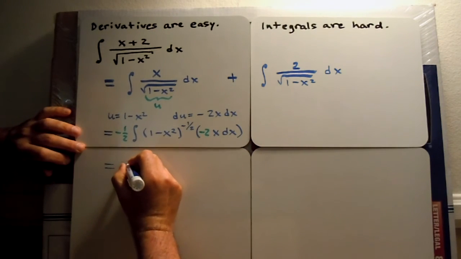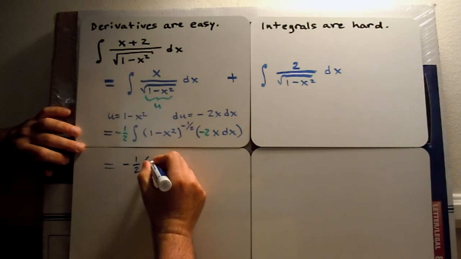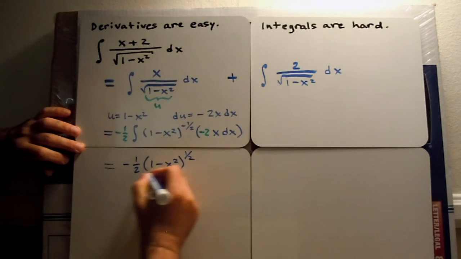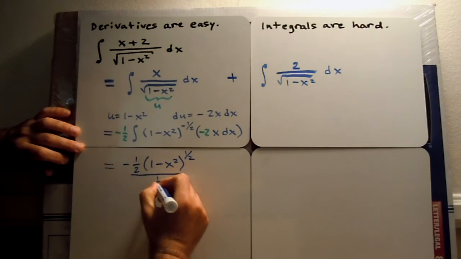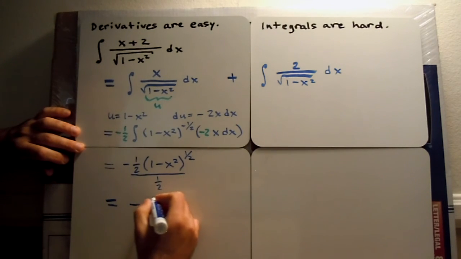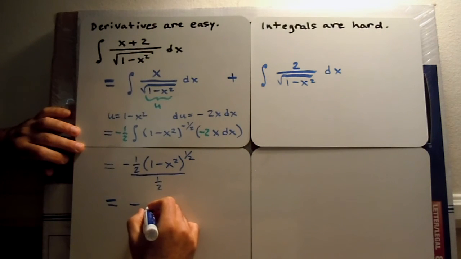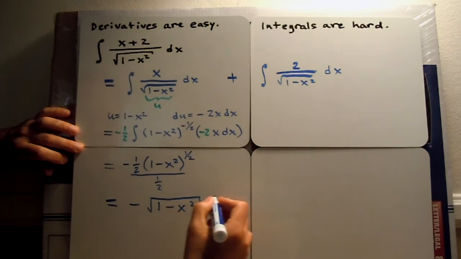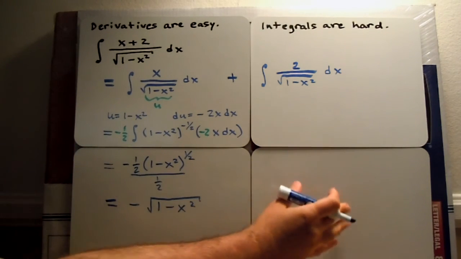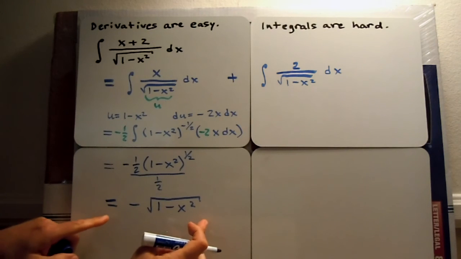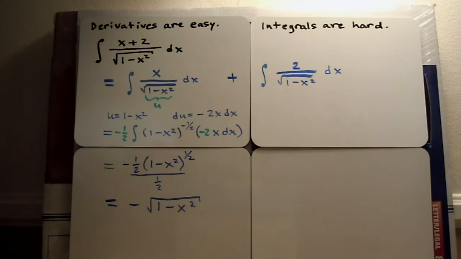This ends up being negative 1/2, and then we have 1 minus x squared. Then the power goes up by 1 to positive 1/2. Remember, we divide by that new power, and we end up with simply negative 1 minus x squared to the 1/2, which would be square root 1 minus x squared. And of course we would have a plus c, but we're going to wait until we're done with the whole problem to insert the plus c. So that would be the integral of just the first half, having split it up into two separate integrals.